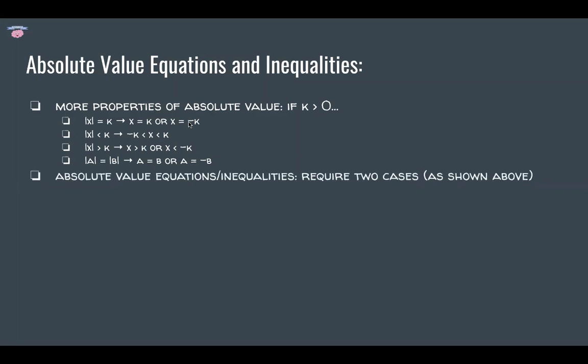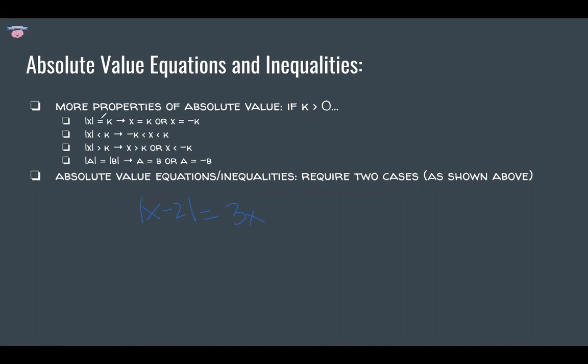Absolute value equations or inequalities require two cases as shown above, because these are either three-part or they're disjoint. They have an or in them. So an example of an absolute value equation, inequalities are sort of the same thing, but both of them require intervals. For example, absolute value of x minus 2 is equal to 3x.